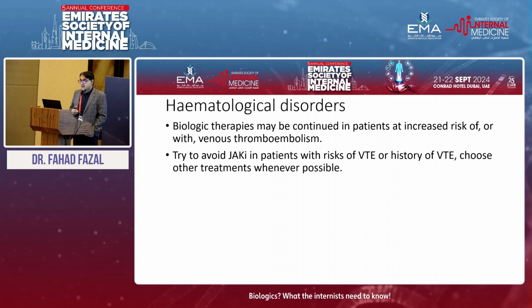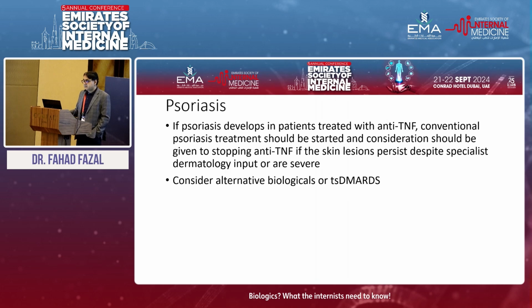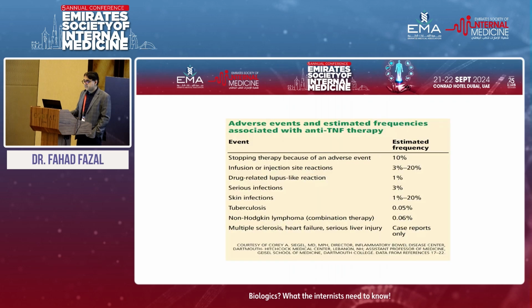Hematological disorders: patients can continue biological therapy if there is increased risk of venous thromboembolism. However, I put here, try to avoid JAK inhibitors in patients with risk of VTE or a history of VTE. Choose other treatment options. Some patients can develop psoriasis while on anti-TNF therapy. In these kinds of patients, you can discuss treating them with alternative biological agents.